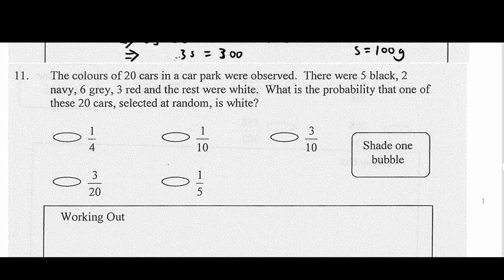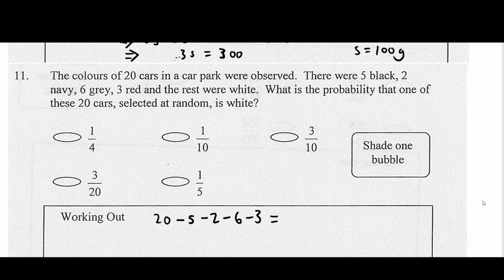Number 11. The colours of 20 cars in a car park were observed. There were 5 black, 2 navy, 6 grey, 3 red, and the rest were white. What is the probability that one of these 20 cars selected at random is white? So 20 cars in a car park. 5 are black. So 20, take 5, take 2, take 6, take 3 will give us the number of white cars.